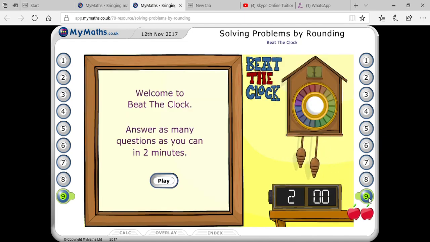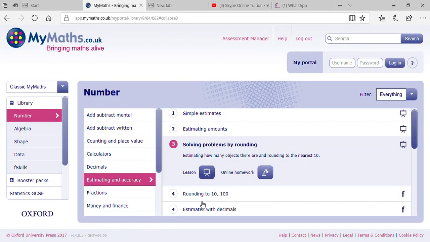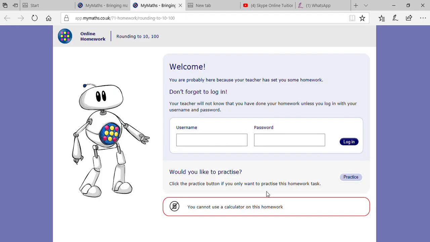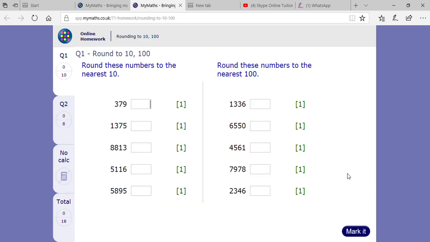Wait, how many questions were these? There were 20 questions. 1, 2, 3, 4, 5, 6, 7, 8. There were in fact 8 questions that I had to answer. Wait, I am clicking to the next one. Here they are asking about rounding to 10 and 100. I am asking questions regarding this one. There will be a few questions that will appear on your screen.